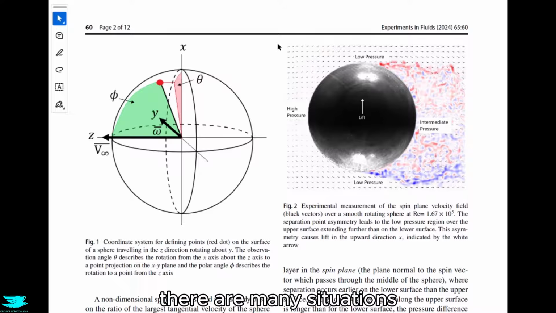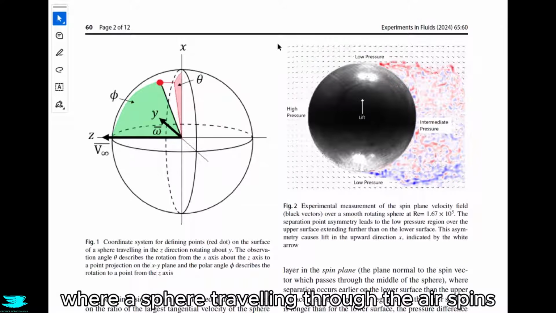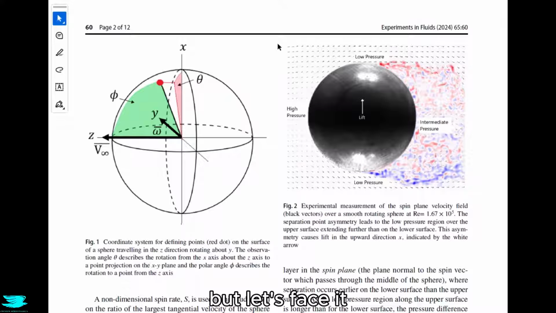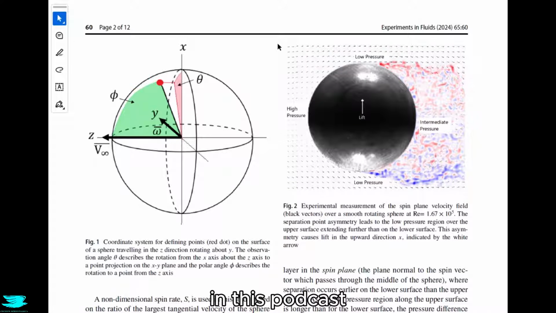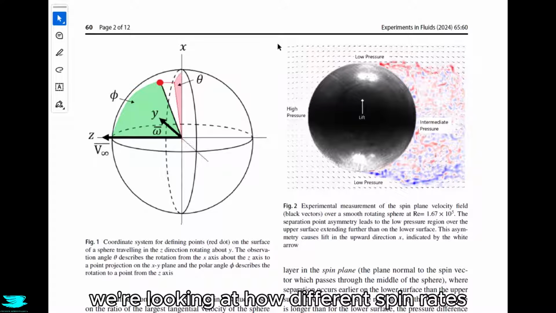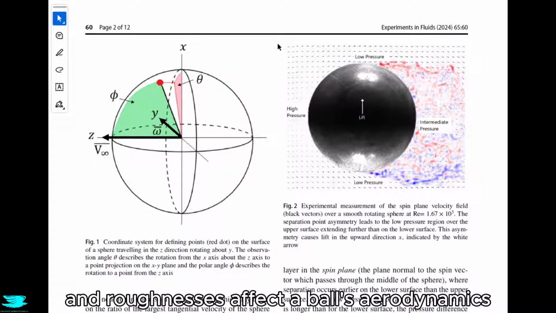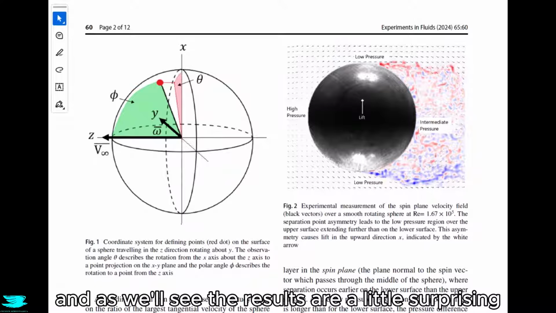There are many situations where a sphere traveling through the air spins. But let's face it, the most interesting ones are balls, like sports balls. In this podcast, we're looking at how different spin rates and roughnesses affect a ball's aerodynamics, and as we'll see, the results are a little surprising.